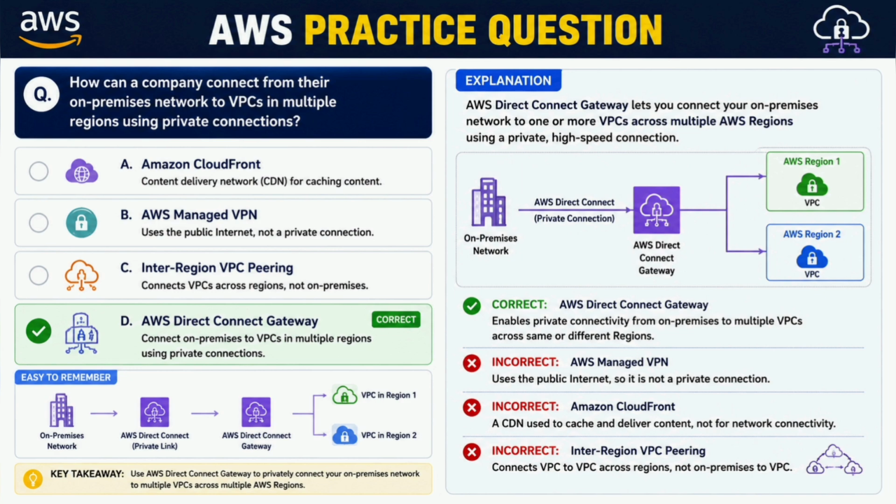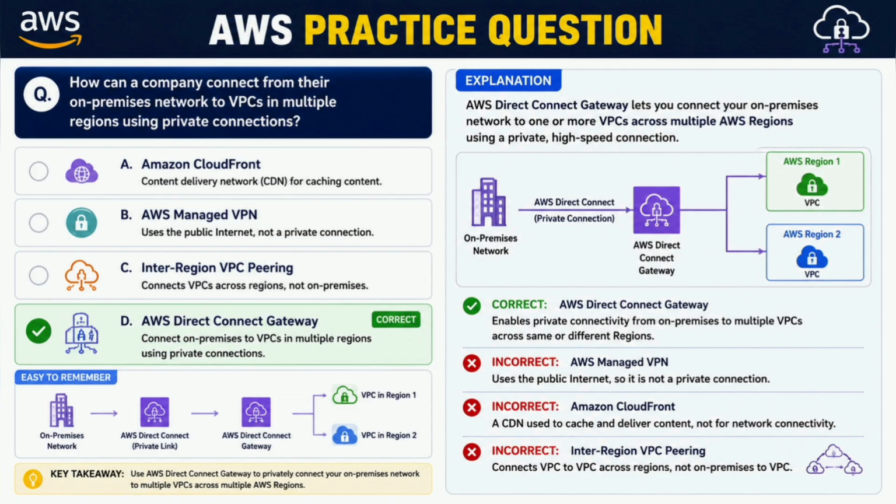Now I move to the next slide, that is question 3. How can a company connect from their on-premises network to VPCs in multiple regions using a private connection? So I repeat the question. How can a company connect from their on-premises network to VPCs in multiple regions, not a single region, multiple regions, using a private connection?